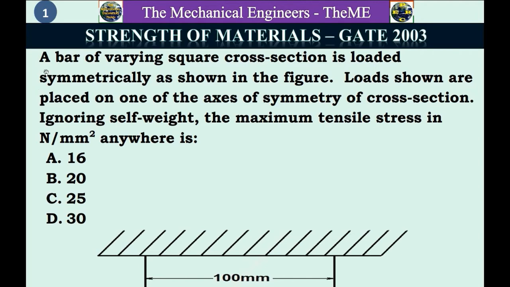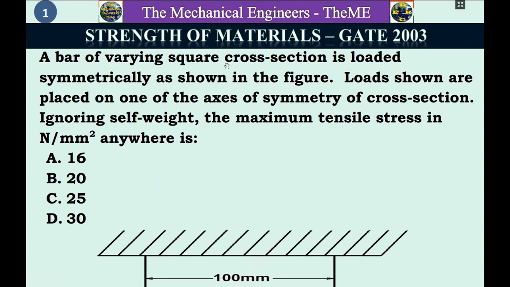So let's begin. First, I will read the question. A bar of varying square cross-section is loaded symmetrically as shown in the figure. Loads shown are placed on one of the axes of symmetry of cross-section. Ignoring self-weight, the maximum tensile stress in Newton per mm square anywhere is A 16, B 20, C 25, D 30. Now I will analyze the question.